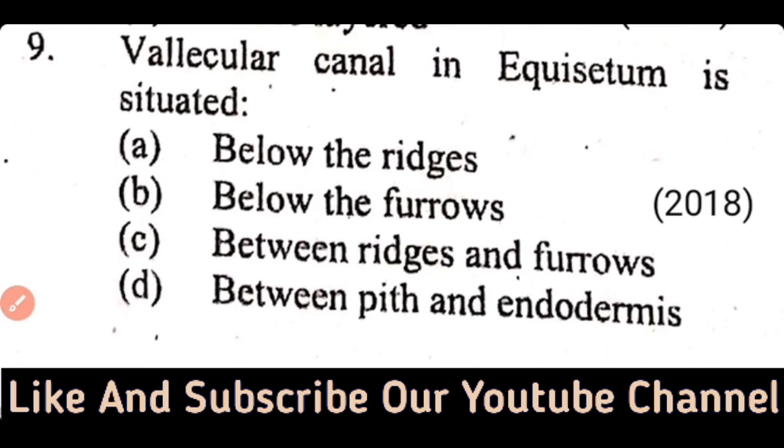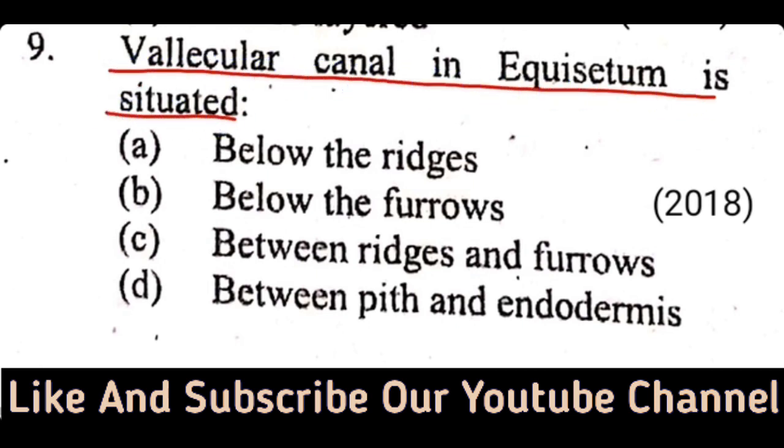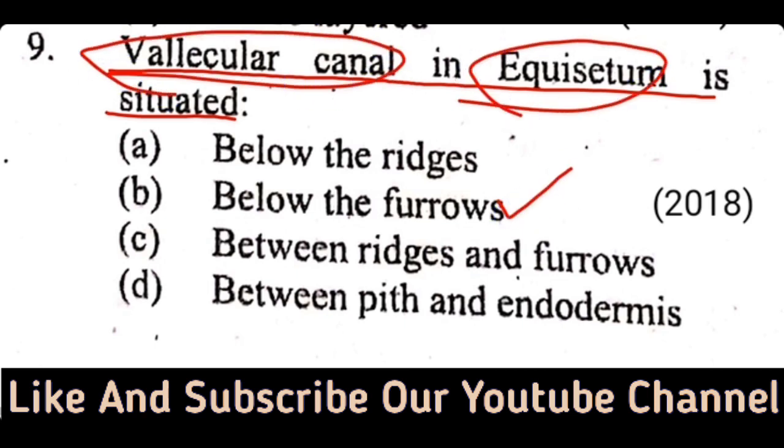Question number 9. Vallecular canal in Equisetum is situated below the ridges, below the furrows, between the ridges and furrows, between the pith and endodermis. So correct answer is option B. Vallecular canal is situated below the furrows in Equisetum.